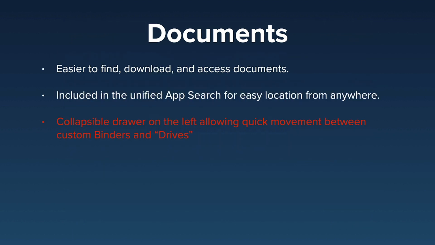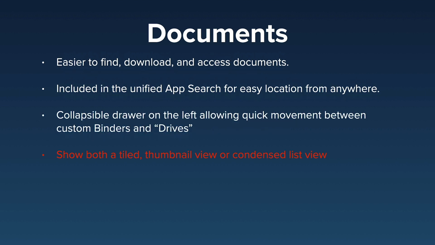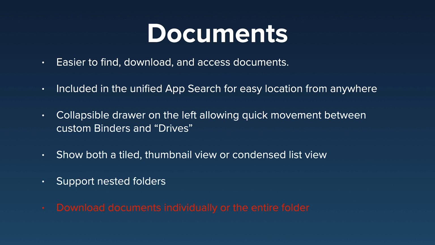You have collapsible drawers on the left, allowing quick movement between custom binders that you make and the drives that we create and offer for you. You can show both a tiled thumbnail view or a condensed list view, and I'll show you both. It supports nested folders. And you can download documents either individually for purposes of staying up to date, or the entire folder.